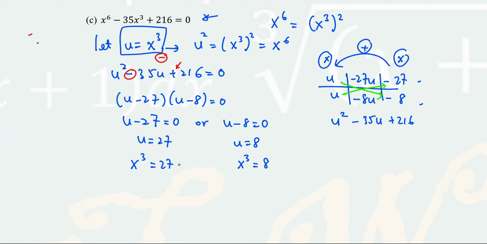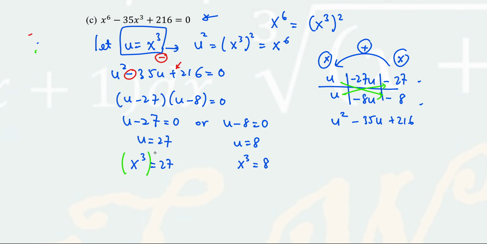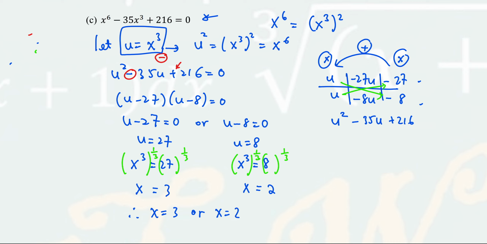From here, to get x to the power 1, I need to eliminate the power 3. This can be done by taking the power of 1/3, the cube root, for both sides. Then 3 times 1/3 is 1. So I will get x = 27^(1/3), which is 3, and x = the cube root of 8, which is 2. So my solution for this question is x = 3 or x = 2.